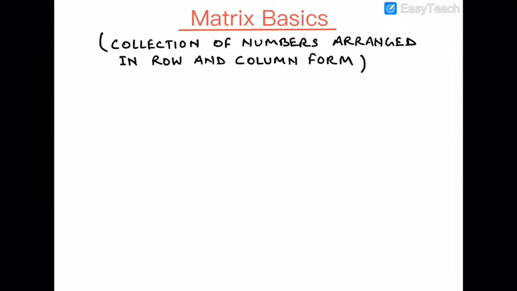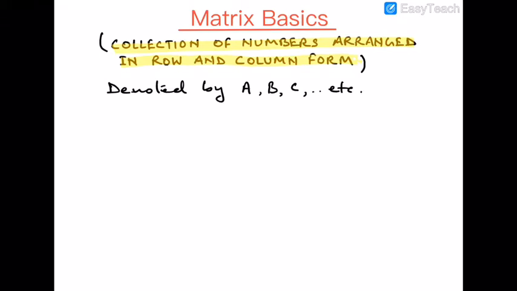So guys, this video is a quick review of basic concepts of matrix. A matrix is a collection of numbers arranged in row and column form, and it is denoted by a capital letter like capital A, B, C, etc.